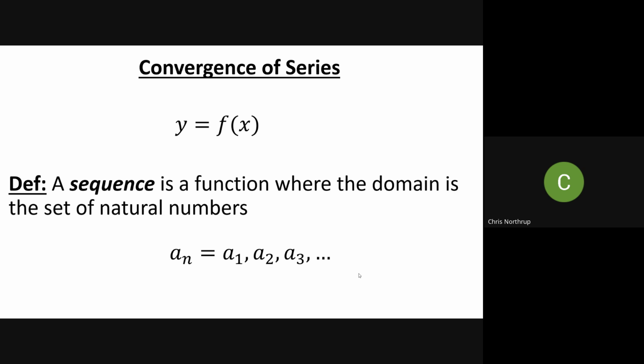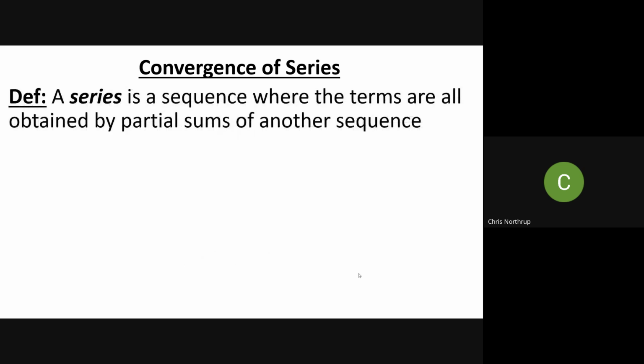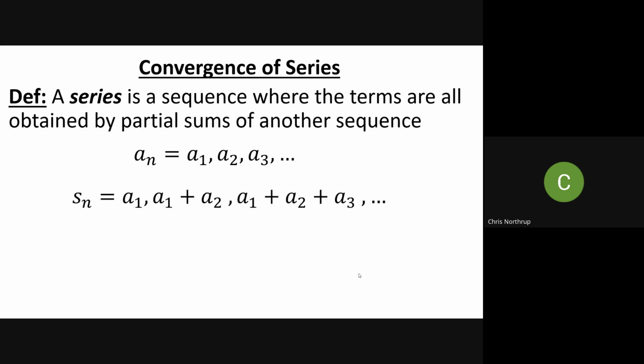Now, if I take the terms of a sequence and start adding them together, I get a series. So a series is another sequence itself where the terms are generated by adding what we call the partial sums, or adding parts of the terms of another sequence. For example, if I have a sequence here and I want to look at a series associated with it, the first term would just be the same as the first term of my sequence. The second term of the series would be the sum of the first two. The third term would be the sum of the first three, and so on and so on.